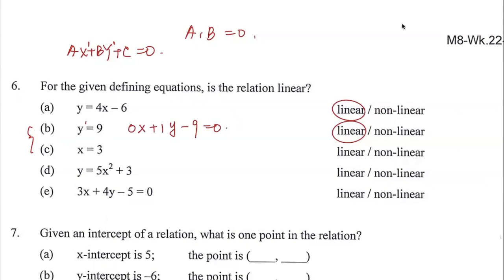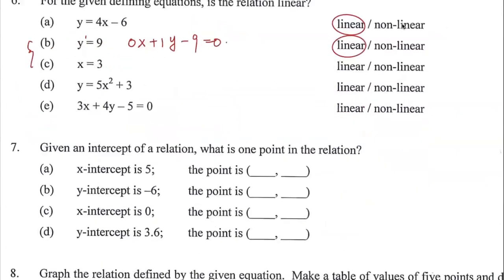x is equal to 3. If we write this in the standard form, this is 1x plus 0y minus 3 is equal to 0, right? So here we have x to the power of 1, y to the power of 1. Coefficient of y is 0, but coefficient of x is not 0. So it satisfies our condition. This is a linear relation. Okay. The only non-linear relation in this question is part D.